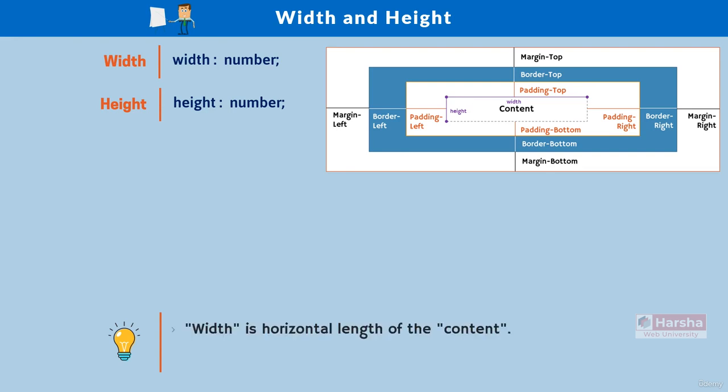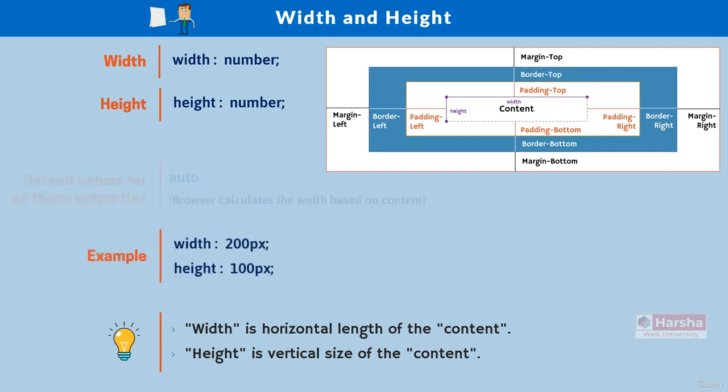Notice the width and height doesn't include padding, border and margin. Width is the horizontal length of the content, height is the vertical length of the content. The default value for width and height is auto. That means the browser calculates the width and height of the content depending on the content that is given in the tag. But you can increase or decrease the width and height of the content by using the width and height properties.